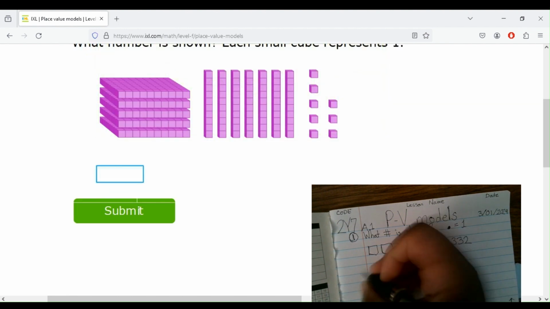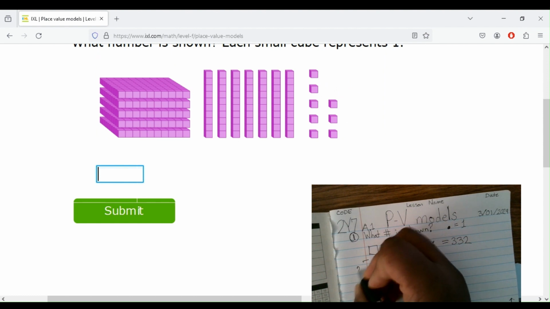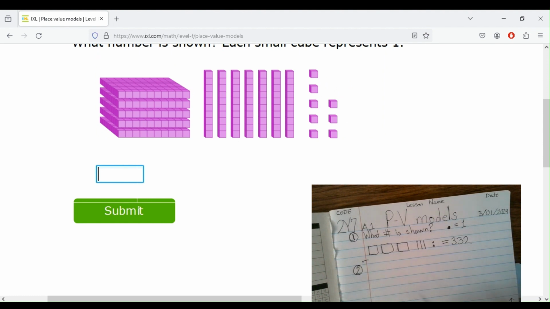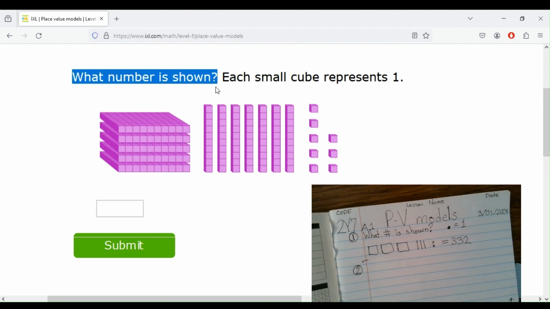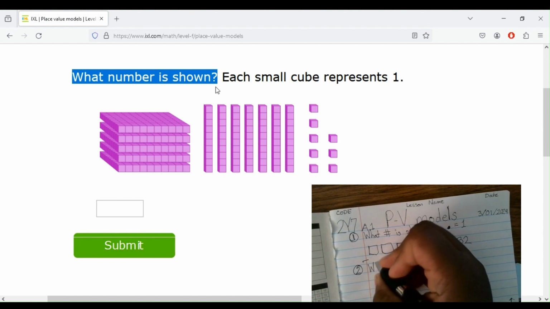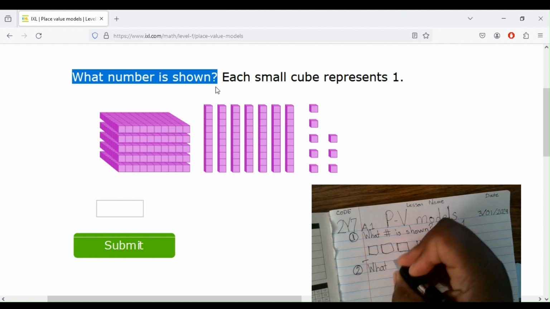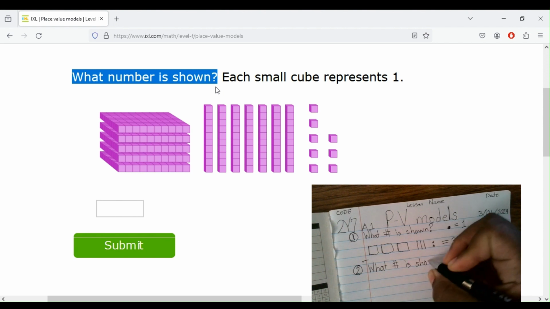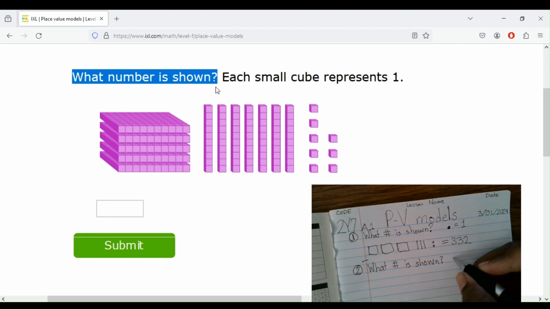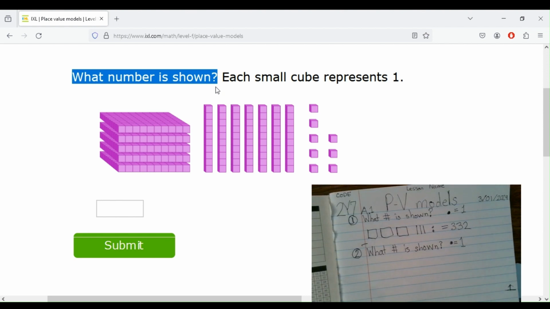I'm going to skip a line, write the problem number, and circle it. I'm going to find my actual question. What number is shown? I'm going to copy down that actual question. What number is shown? And then it's telling me, hey, the unit cube represents one whole. So I'm going to copy down my model.